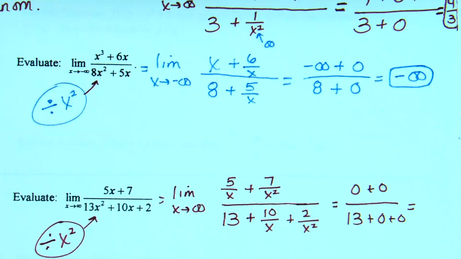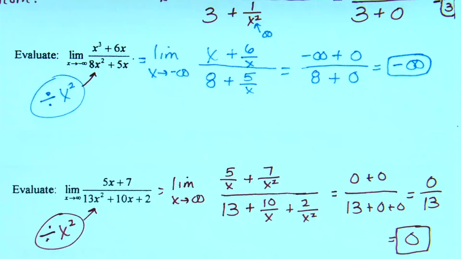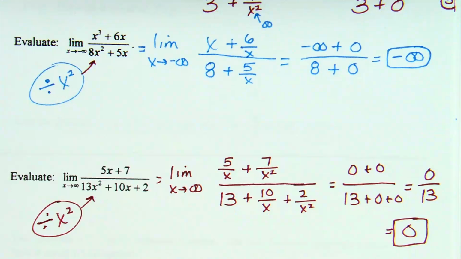So I agree, 0 divided by 13. What is 0 divided by 13? 0. 0 divided by anything is 0. These are limits you'll like once you get the feel for them. Okay? They're easy. You just have to get that feel for them, get that routine. When you see it being x approaching infinity, you want to divide by the highest power in the denominator.